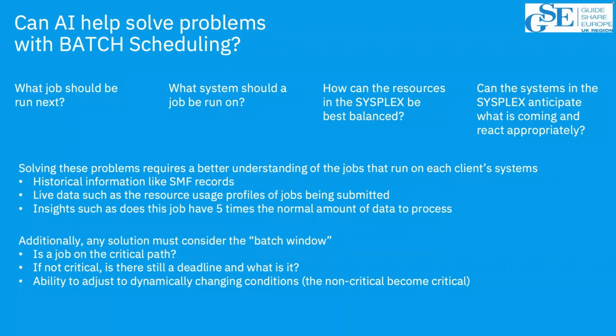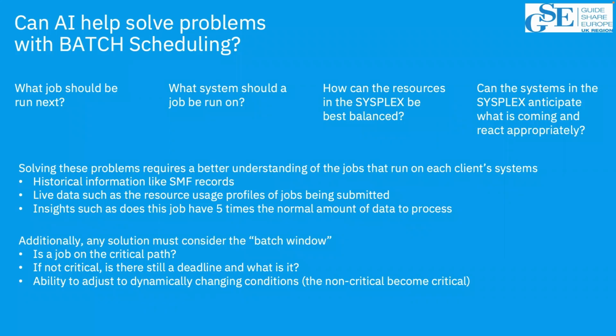And also some insights on the peculiarity of that job. So for example, if it's processing data, if it has an amount of data that is really 5 times the normal amount.